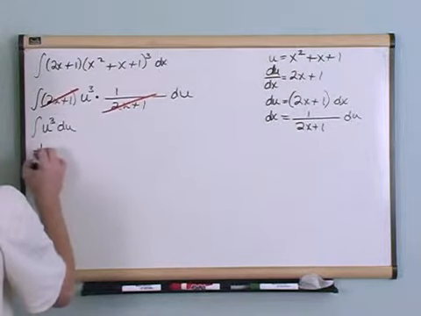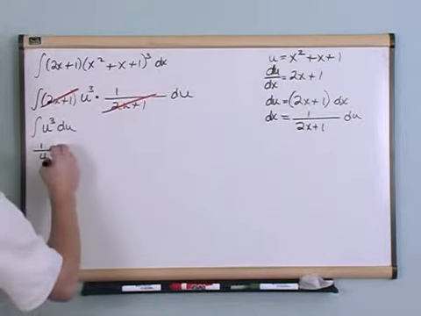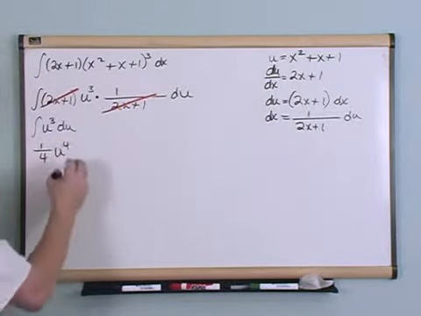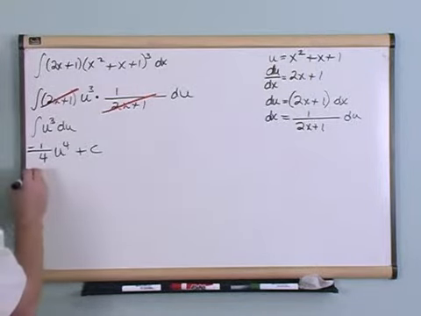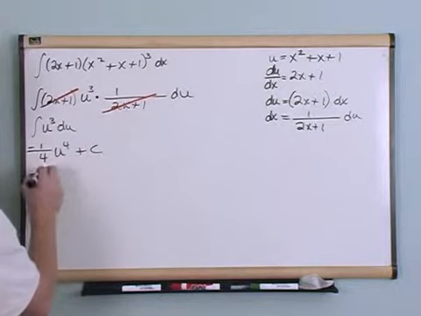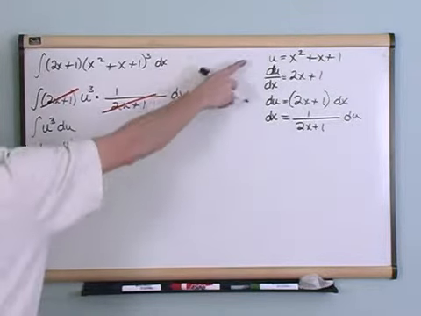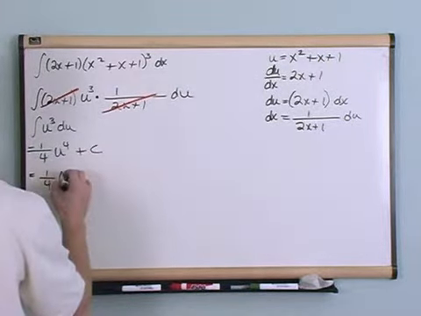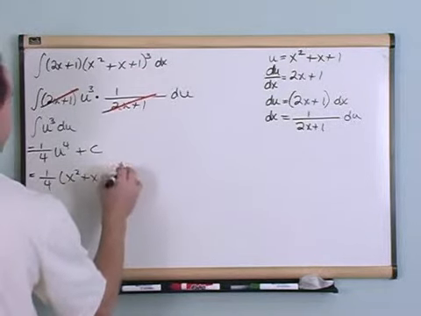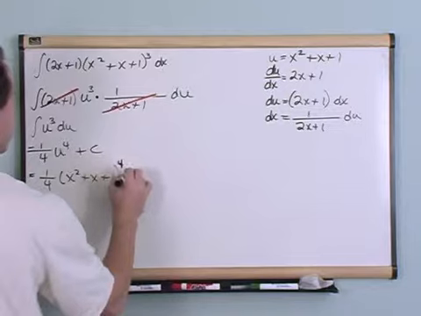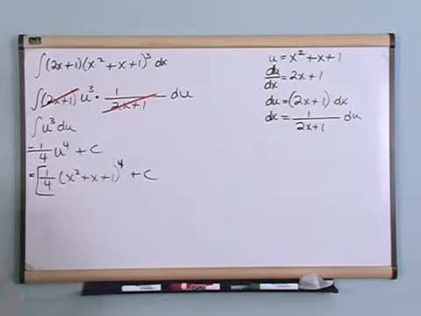So we'll have 1/4, 3 plus 1 is 4, u to the 4th power, plus a constant, right? And we don't want to leave our answer in terms of u, so u is equal to this. So what I'll have is (x squared plus x plus 1) to the 4th power over 4, plus c. And that should be my answer. You see what I'm saying here?